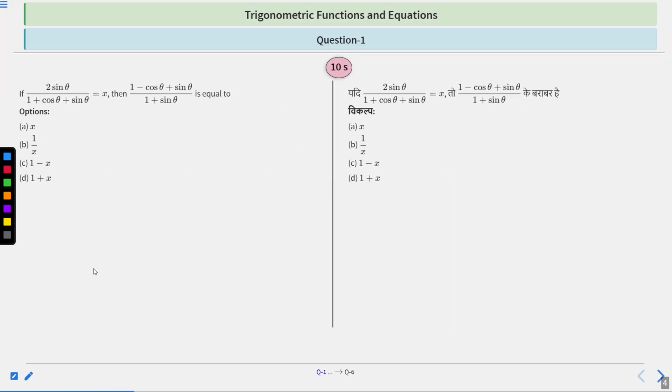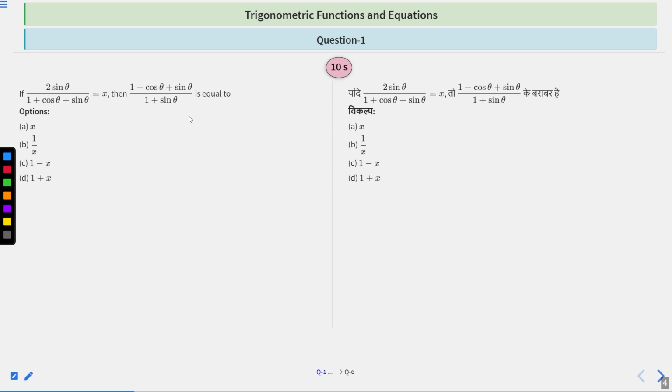So let's start. Let's start with question number 1, which says if 2 sine theta upon 1 plus cos theta plus sine theta is equal to x, then you have to find the value of 1 minus cos theta plus sine theta upon 1 plus sine theta. So how will we approach this question?